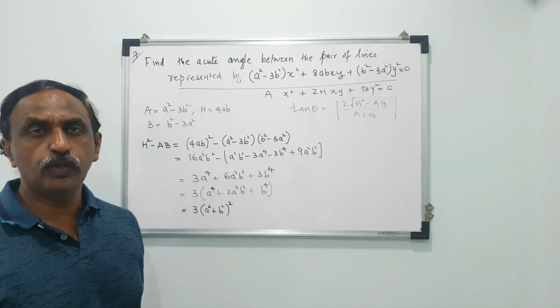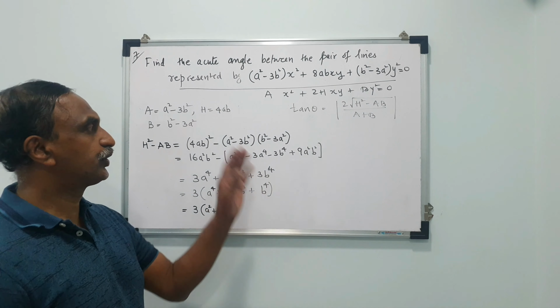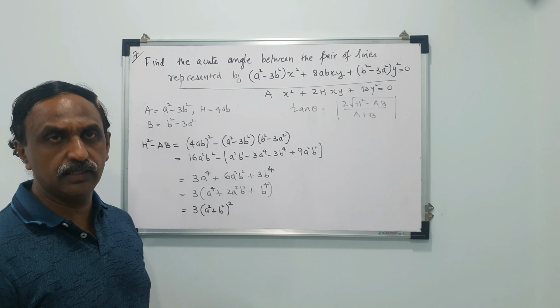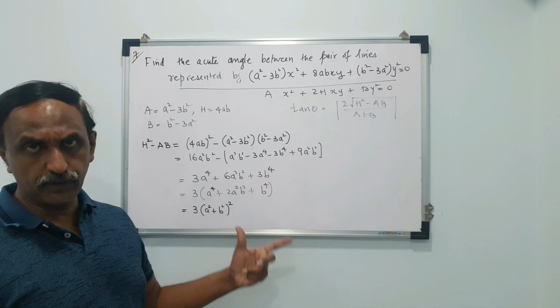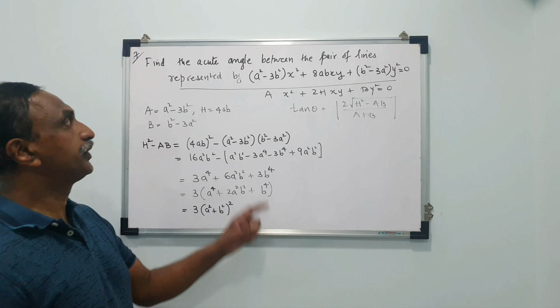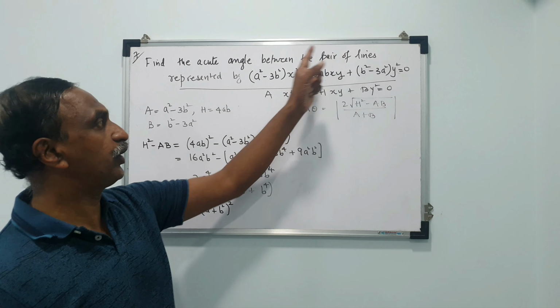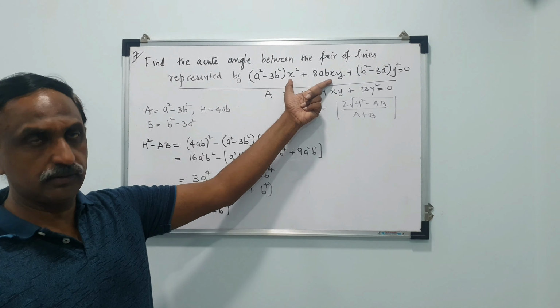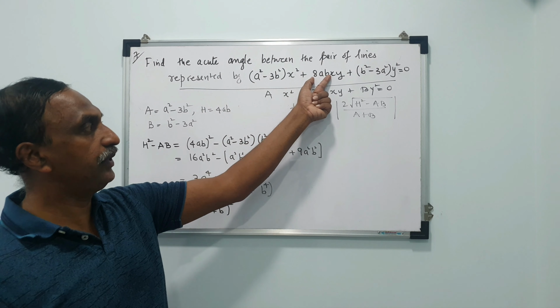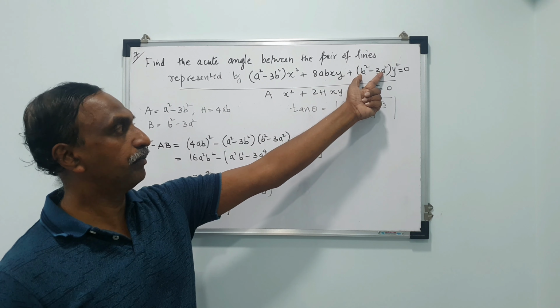That is obvious. Students feel this problem is a little difficult. So I have already written the solution so that we don't take too much time in the video. The acute angle between the pair of lines given by this equation. So here A, 2h, B.